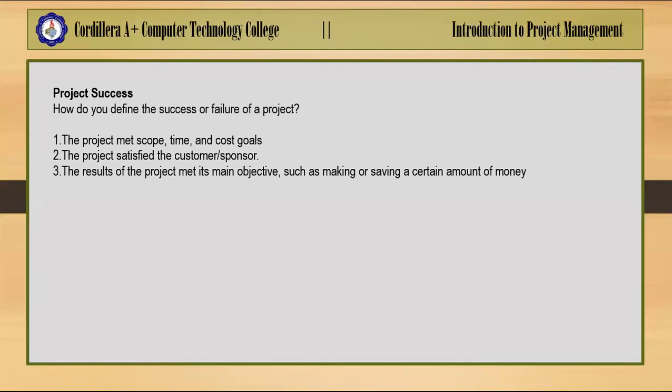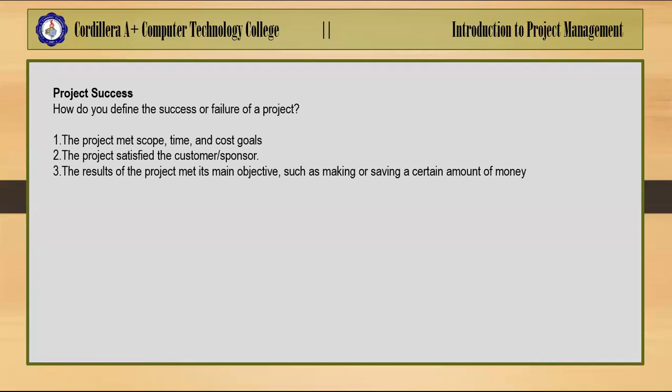So, but they were very polite and helped the users and managers solve the problems, pero kung gusto mo, tulungan pa rin na maging quality yung project mo. So, okay lang sa'yo. Magiging okay sa'yo. So you have also the results of the project: it met its main objectives, such as making or saving a certain amount of money, providing a good return on investment, or simply making your sponsor happy.